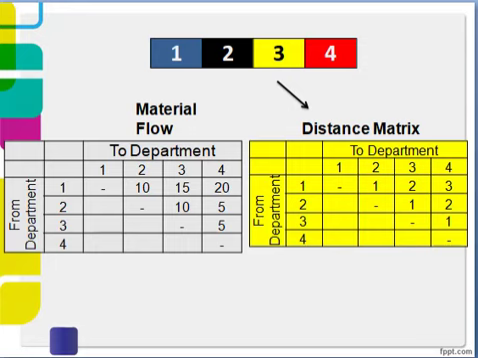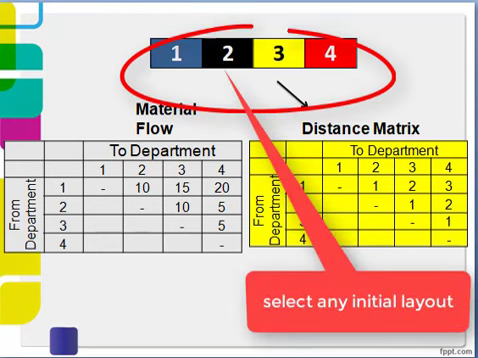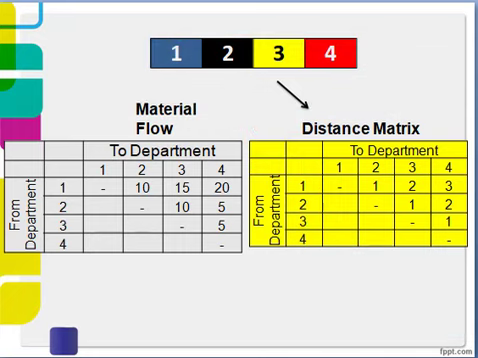I have an initial layout, so basically in the first step you have to define the initial layout. For the first initial layout, you can select any kind of layout. Let's say I have 4 departments and I will rearrange the layout of the departments based on the pairwise algorithm. So basically you have to create 2 different matrices here.